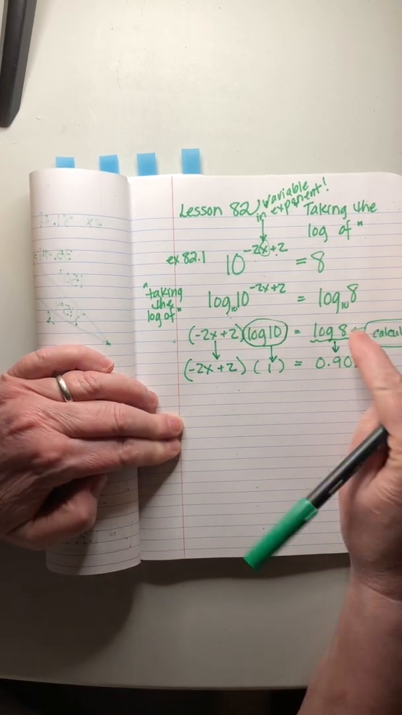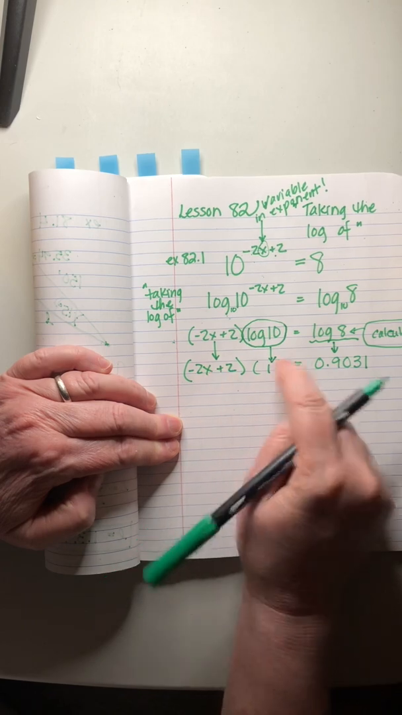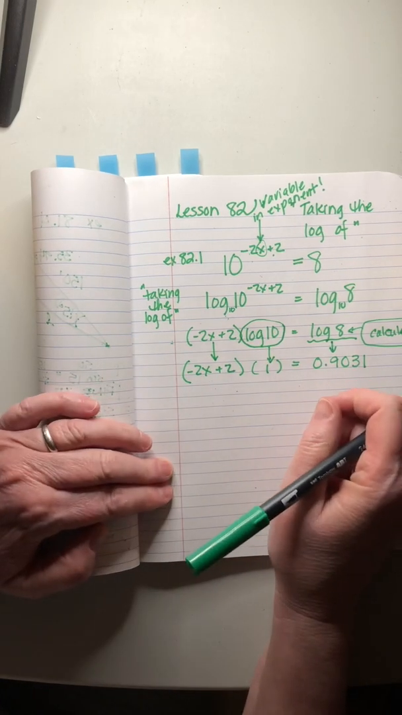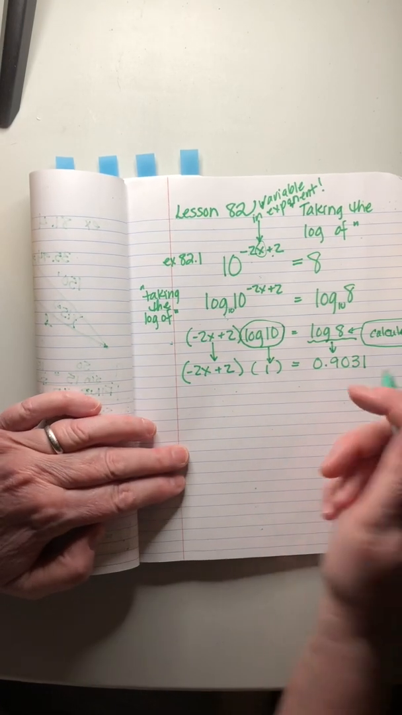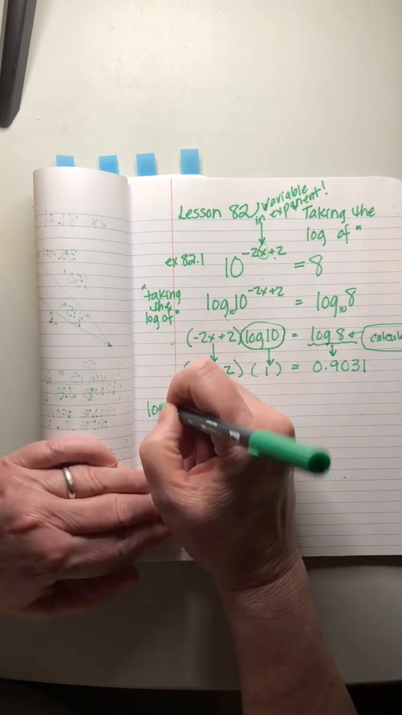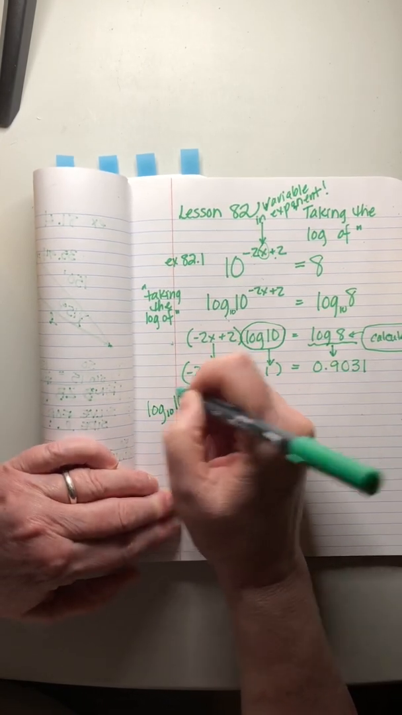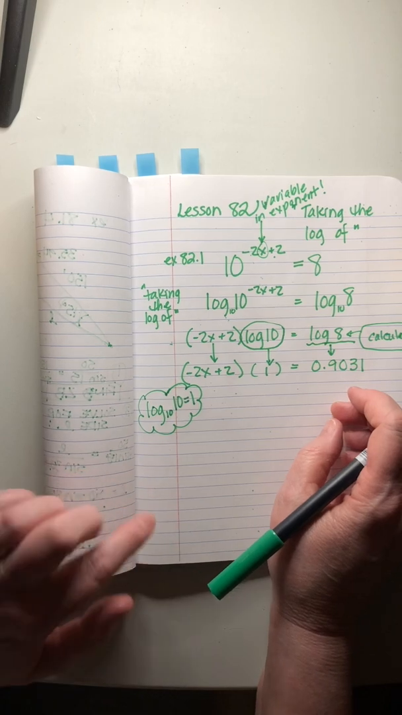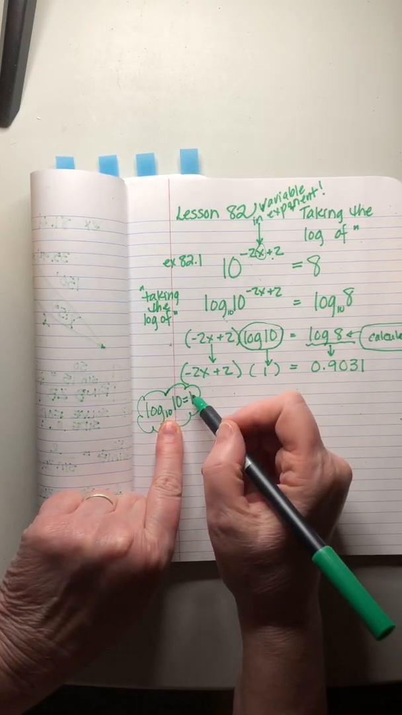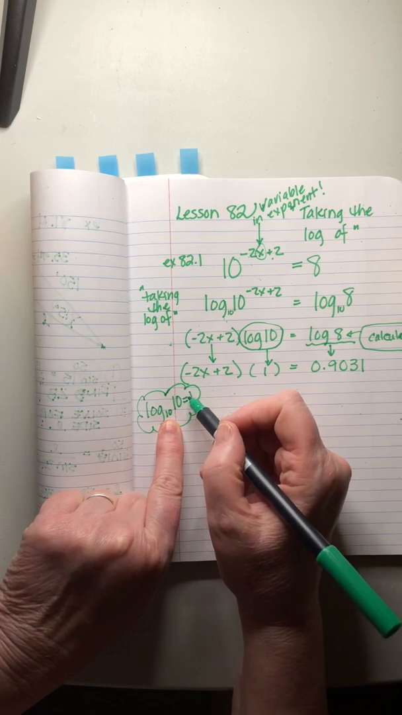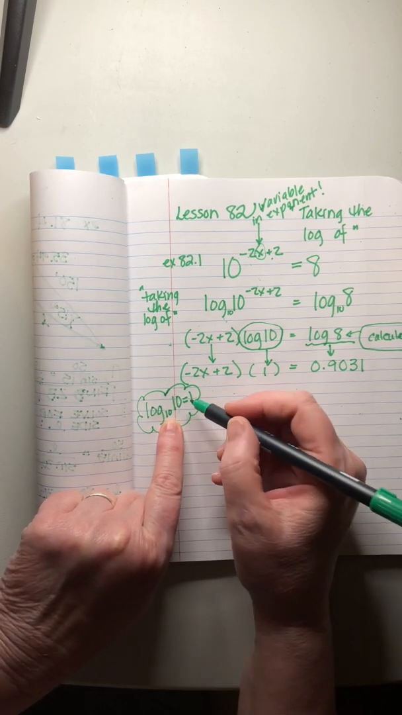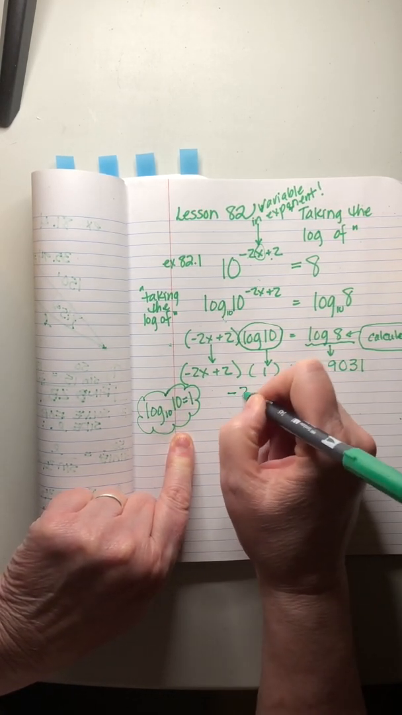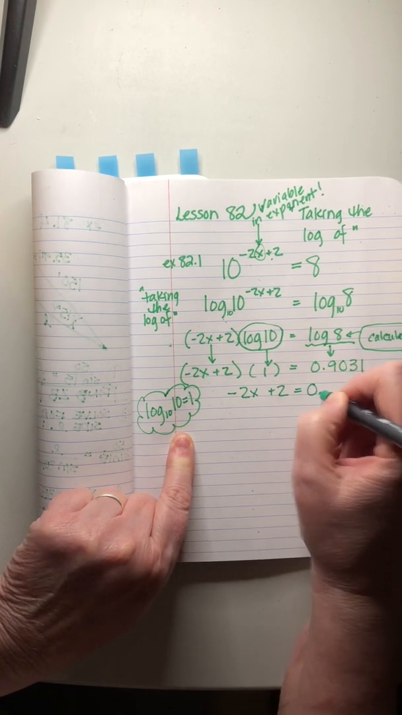All right, so this, we used our calculator to simplify. This came along for the ride. What is the exponent that you put on the base of 10 in order to get the number 10? 1, right? Let me just write that over to the side. That's kind of like 1 times 1 is 1, and it's so simple we can barely think about it. If the base is 10 and the number we want is 10, then the exponent that you put on the 10 is 1. So this can be simplified to 1. Now we have minus 2x plus 2 equals 0.9031.